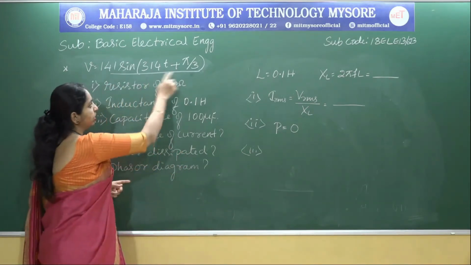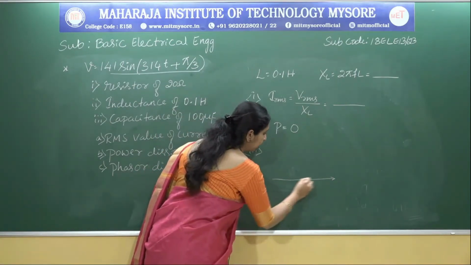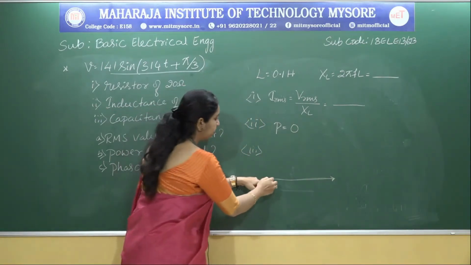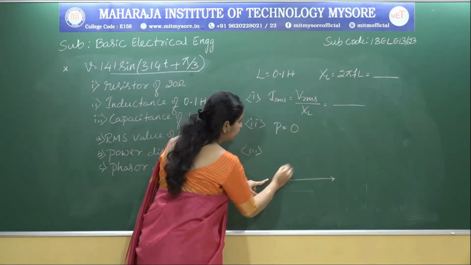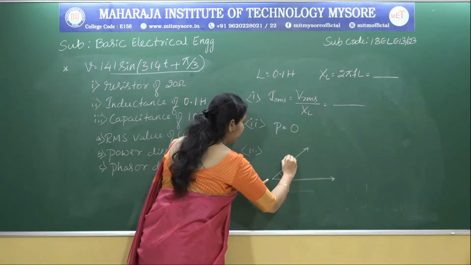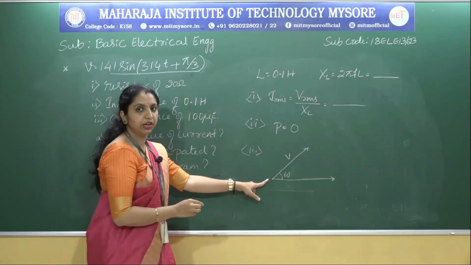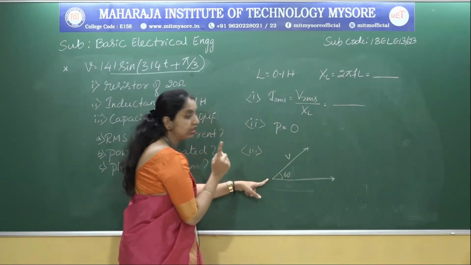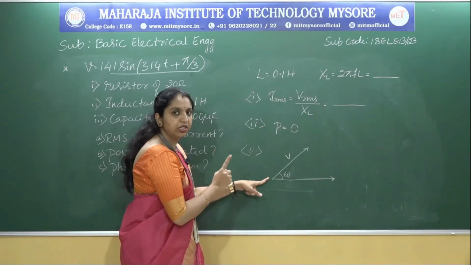So based on the equation provided, if this is the reference point, we know that the voltage is leading by pi by 3. What is pi by 3? Pi by 3 is 60 degrees. So let me call this the applied voltage. Now we need to have the current. Where should I get the current here? Because you know there is a 90 degree phase difference between the voltage and current.